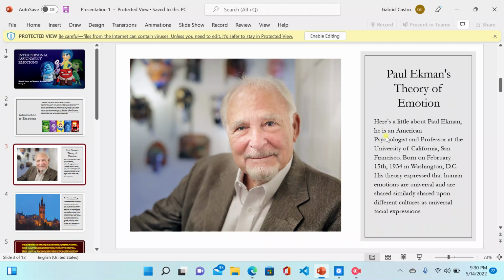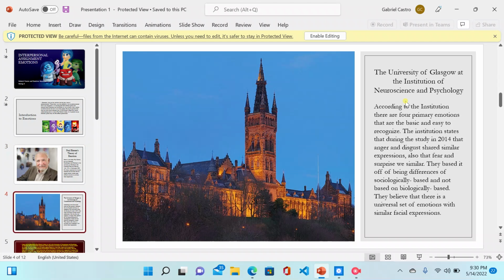So Paul Ekman's theory of emotion. Here's a little bit about Paul Ekman. He's an American psychologist and professor at the University of California, San Francisco. He was born on February 15, 1934 in Washington, D.C. His theory expressed that human emotions are universal and shared across different cultures, and this universal emotion is shared through facial expressions.